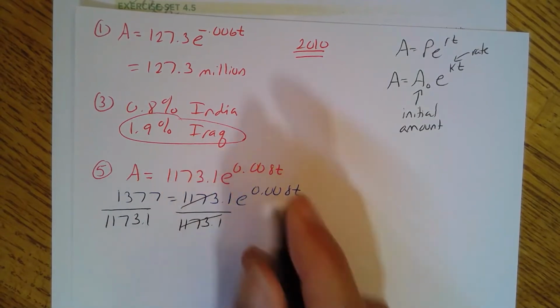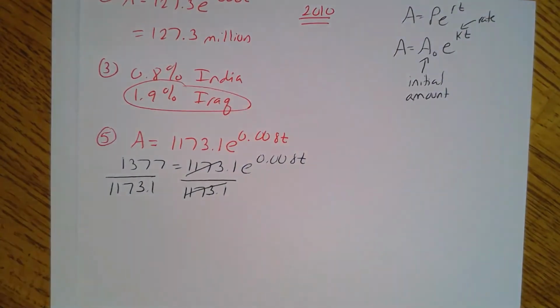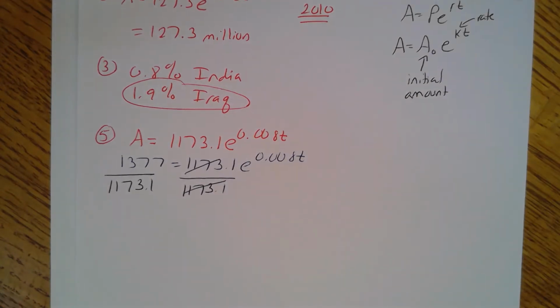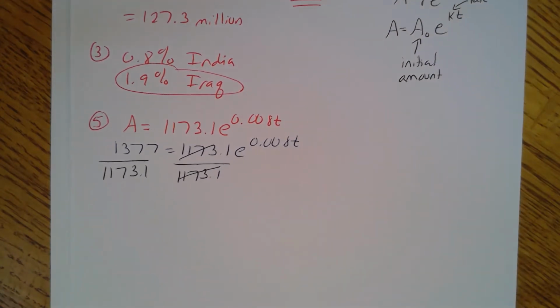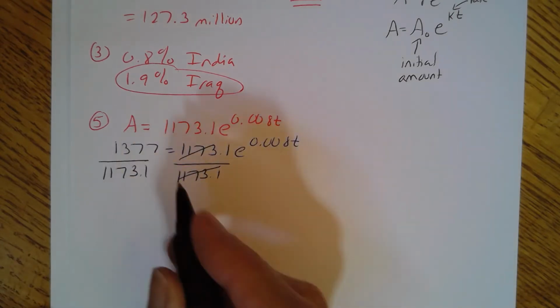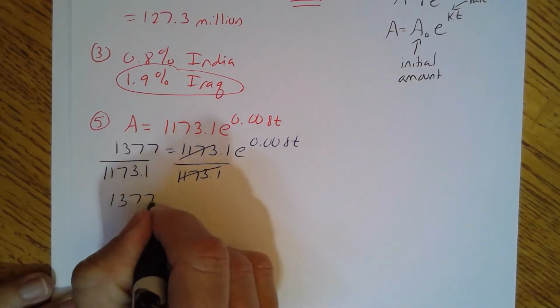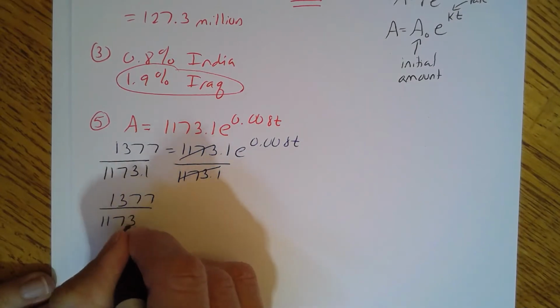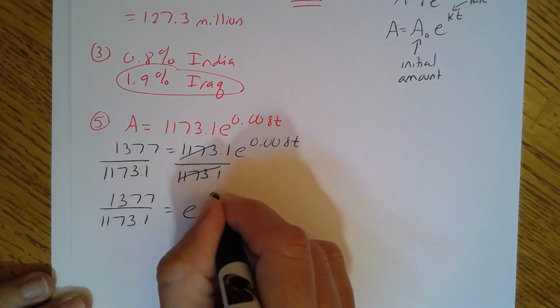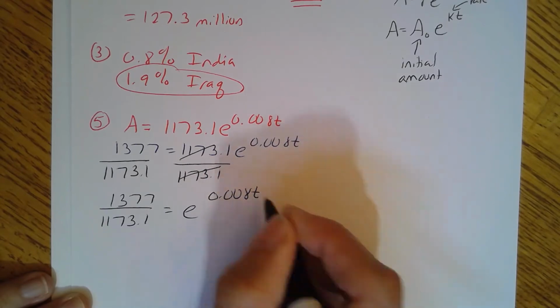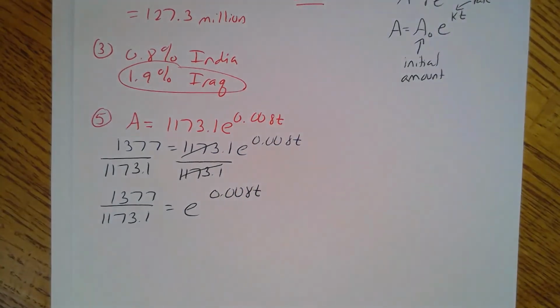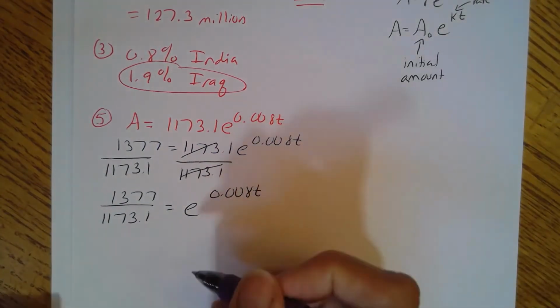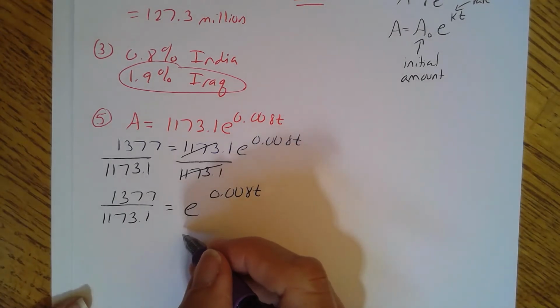A lot of y'all want to type that into your calculator, but you can't. You can't do anything with your calculator till you get t completely by itself, because you're going to start rounding way too early and then it's going to throw off your answer. So we're going to keep this as a fraction. So we have 1377 divided by 1173.1 equals e to the 0.008 t. So don't touch your calculator yet. Then we're going to do the circle. This is exponential, so I like to do strategy 2.